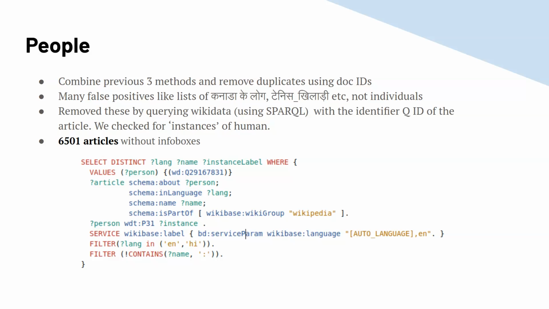Moving on to data collection, we combined the previous three methods and removed duplicates. We had many false positives in the case of people. We removed these by querying Wikidata with SPARQL to check for instances of human. We collected 6,500 articles without infoboxes.